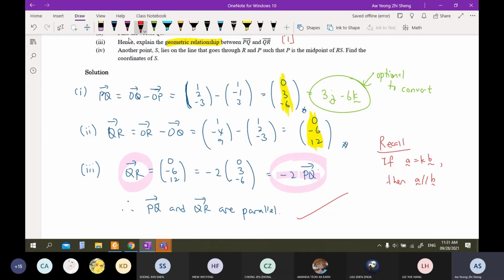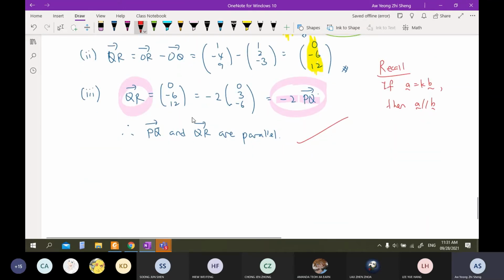Okay, so what else can you say further? You can also say the length of vector QR is twice the length of PQ. Length of QR is twice the length of PQ because of the -2 there. QR will be the longer one.